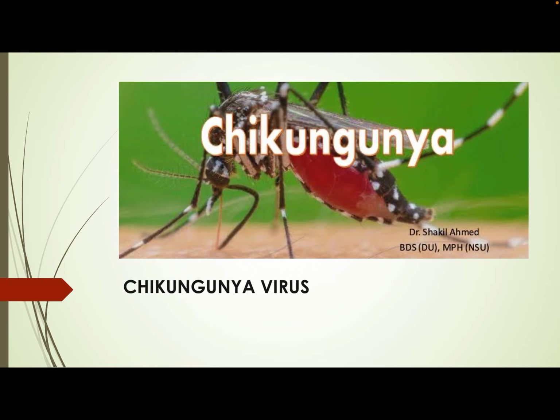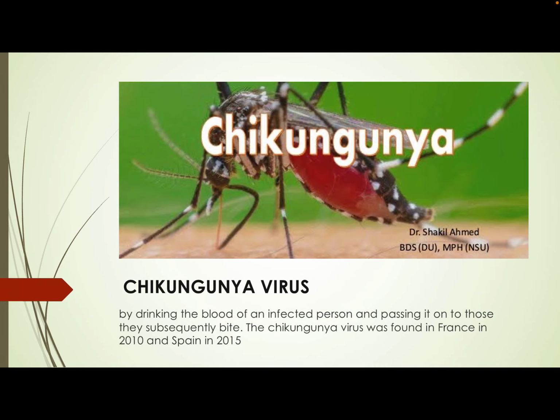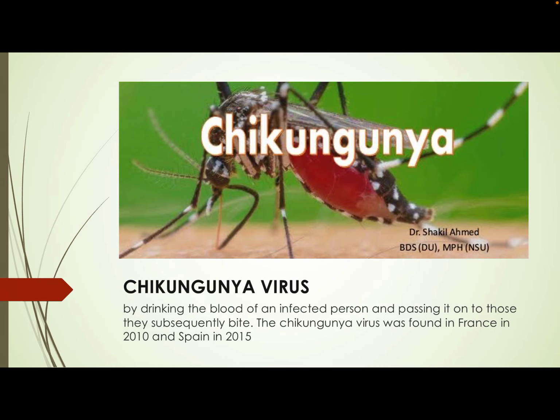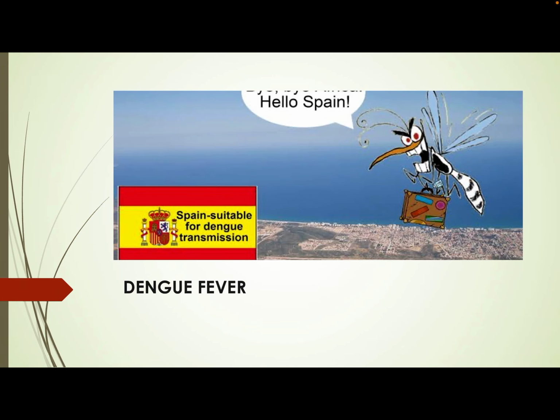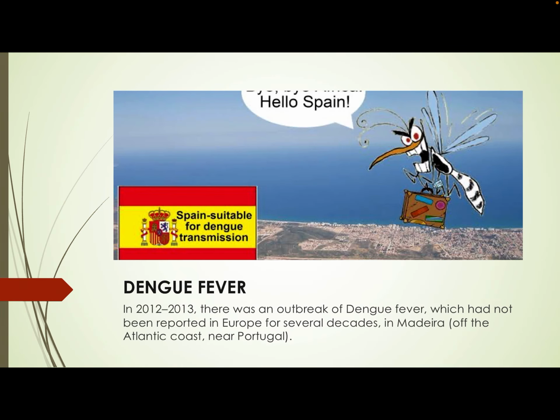So, chikungunya virus. By drinking the blood of an infected person and passing it on to those they subsequently bite, the chikungunya virus was found in France in 2010 and Spain in 2015. So, dengue fever. In 2012-2013, there was an outbreak of dengue fever, which had not been reported in Europe for several decades, in Madeira off the Atlantic coast near Portugal.